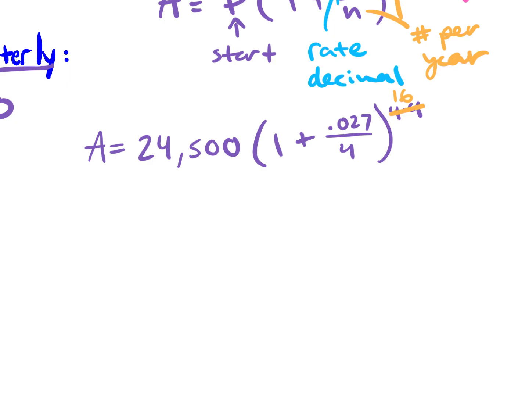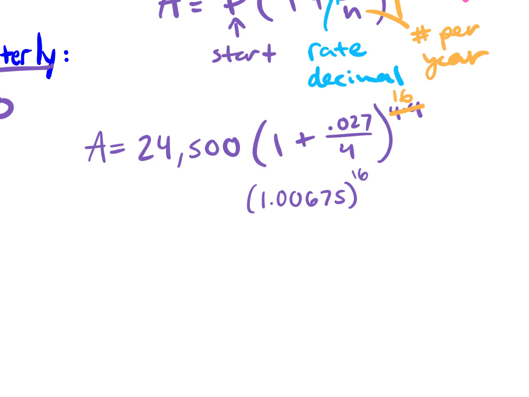Next, I need to do what happens inside the parentheses. So inside of our parentheses, we have to divide first. We've got 0.027 divided by 4, plus 1. This should give you 1.00675. Keep it in your calculator. Don't round until the very end. It'll throw off your answer.